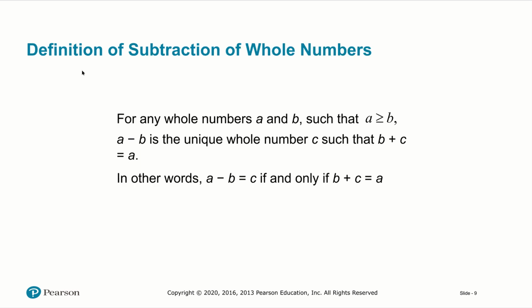In fact, we have the formal definition of subtraction in the following manner. We say for any whole numbers a and b such that a is greater than or equal to b, a minus b is the unique whole number c such that b plus c equals a. So this is very consistent with the example that we just saw, right? So we say 8 minus 3 is equal to 5 if and only if 3 plus 5 equals 8, and 5 would be that unique number c that we're looking for.